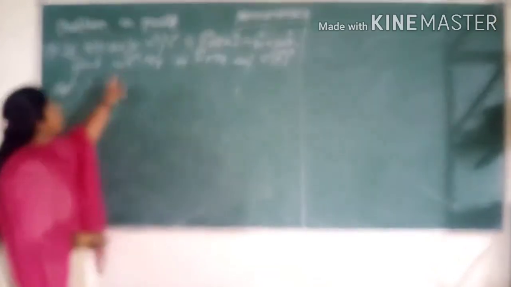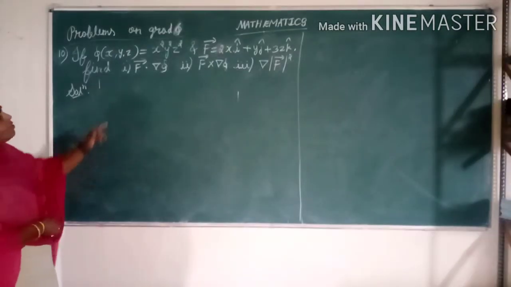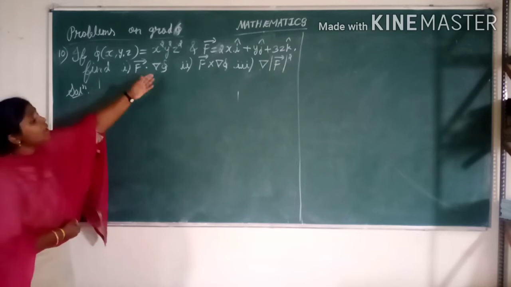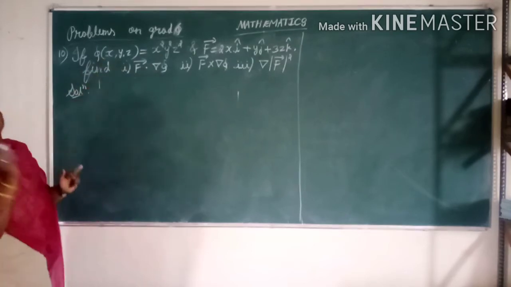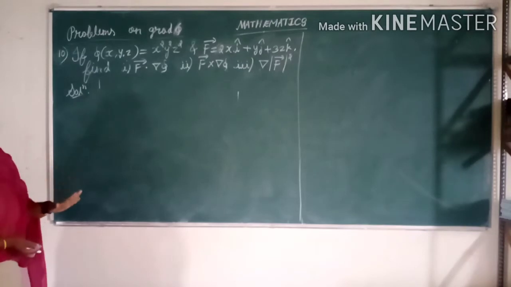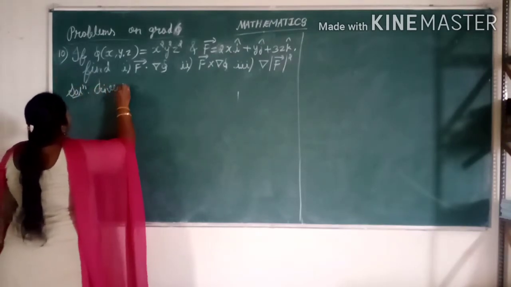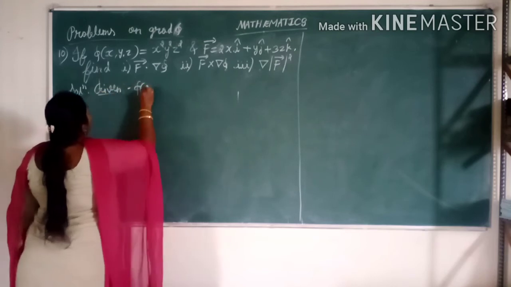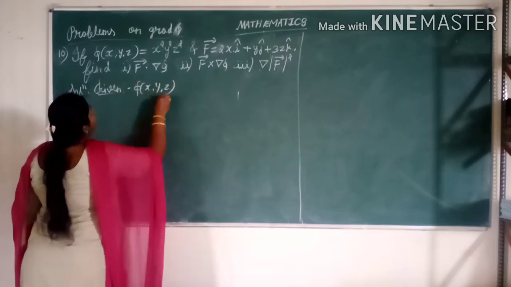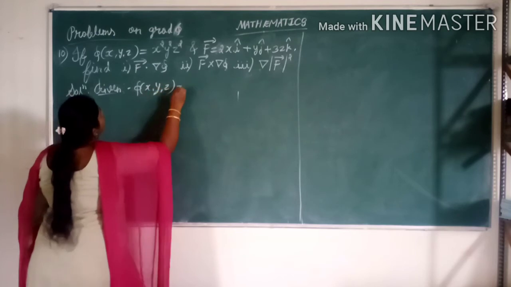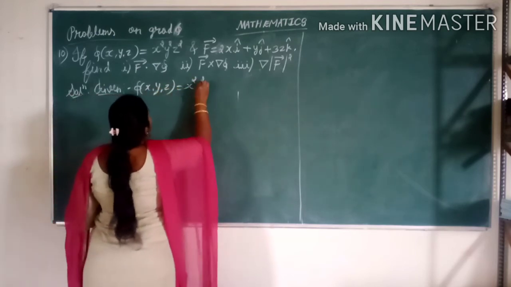Before finding all three sub-questions, first we need to find grad φ. Vector F is already there, but grad φ is not given, only φ is given. First, write down the given function: φ(x, y, z) is equal to x²y²z².